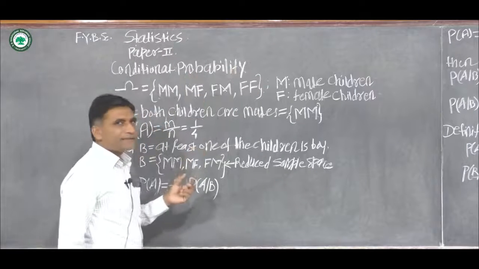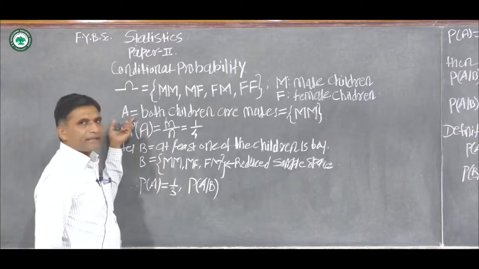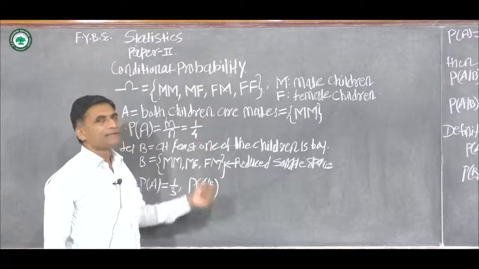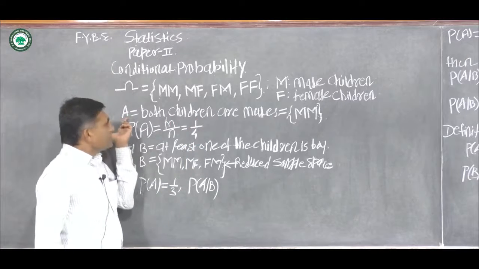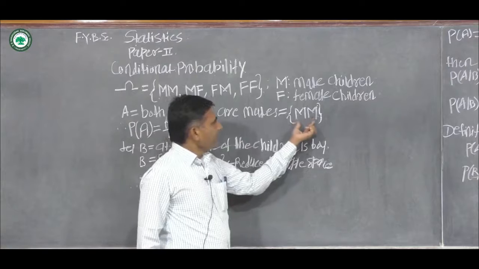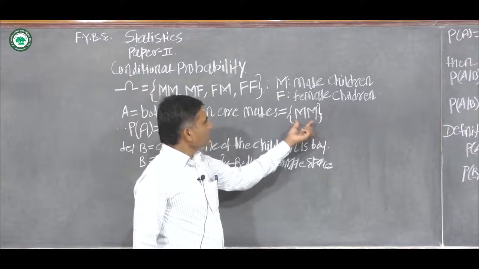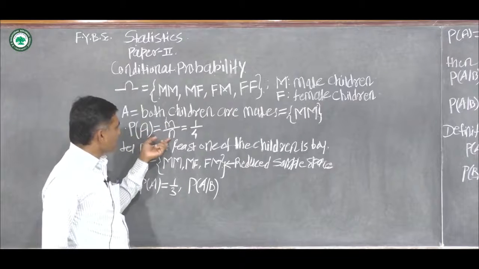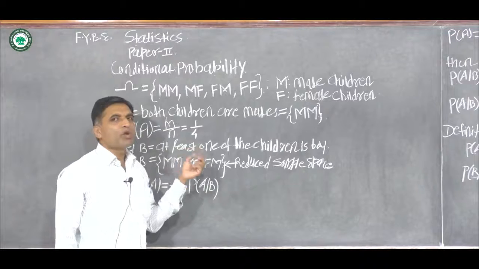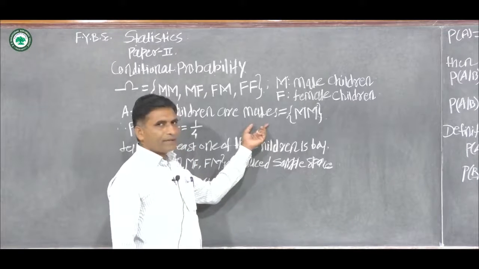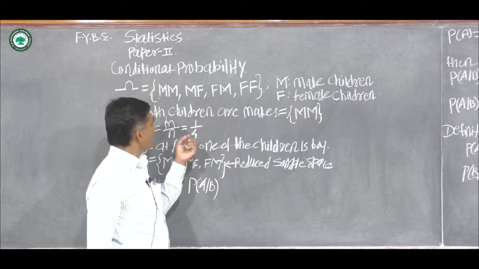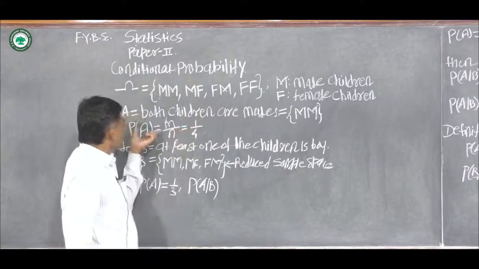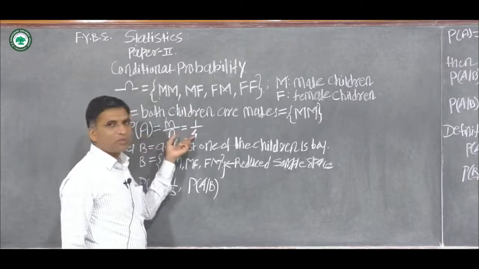Now on this sample space, the event A is defined. Event A is that both children are males. Then the event A contains the outcome MM only. The probability of event A is equal to m by n, where m is the number of elements belonging to event A divided by the total number of elements in the sample space omega. Therefore, the probability of event A is equal to 1 by 4.